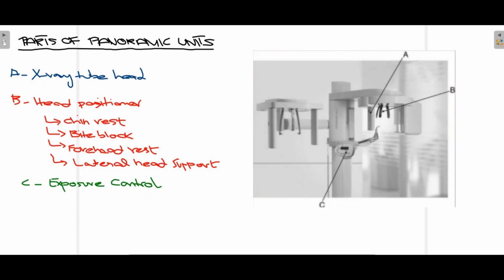And C, you can see over here, is the exposure control. Basically you can control the opacity and brightness through here so that all structures are properly visible.